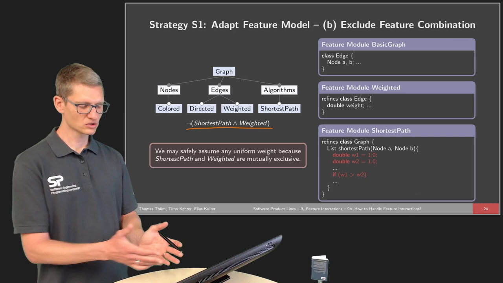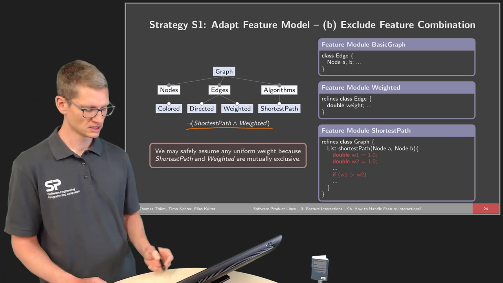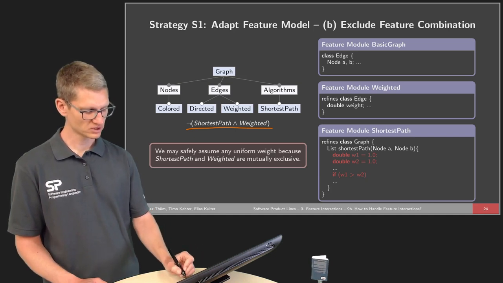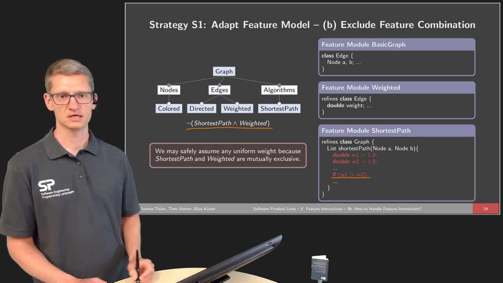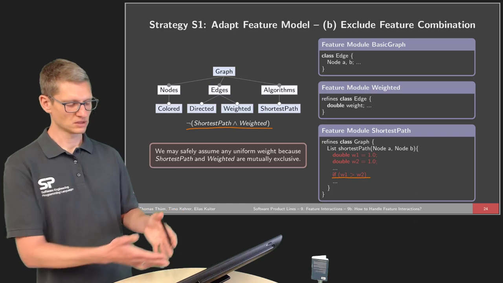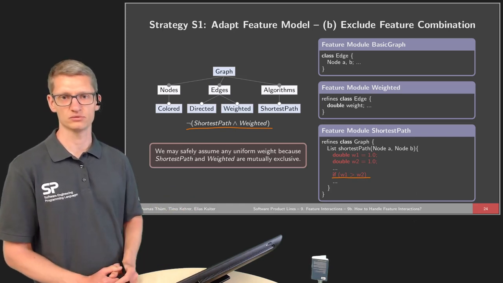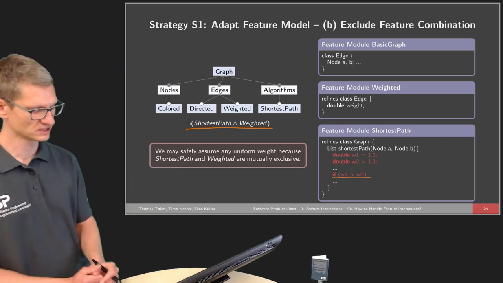But of course, this only makes sense if we also, in addition, change the implementation over here. So the implementation in this example would be we have an implementation that is independent of the particular weights. So we have an implementation of shortest path which does not need to care about the weights, because weights cannot be combined with shortest paths anyway. And over here in this example, it could be like this.